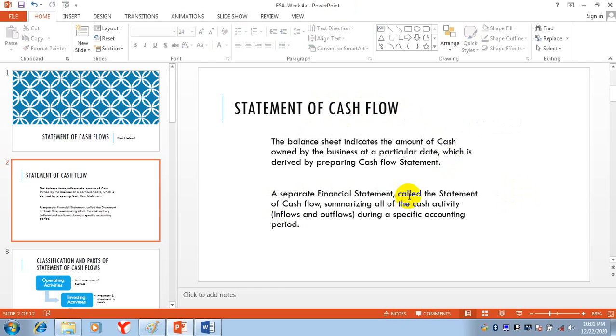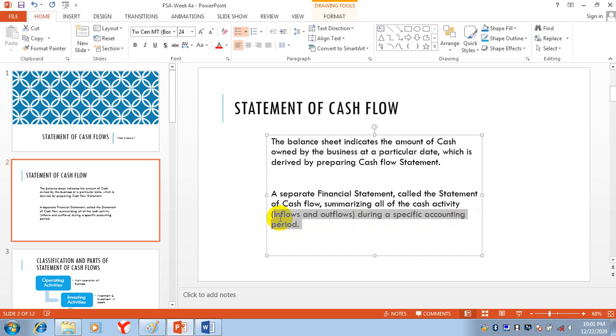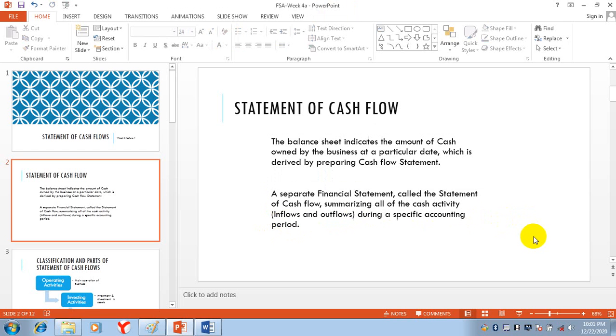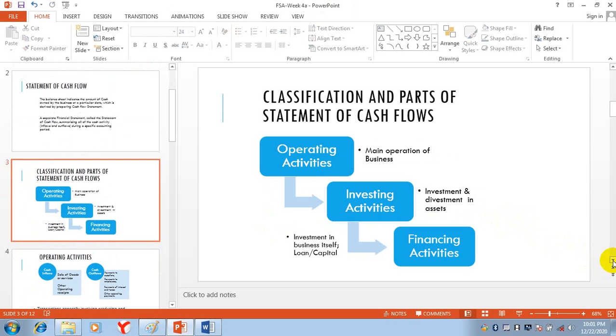A separate financial statement called the statement of cash flow summarizes all the cash activities, that is inflows and outflows, during a specific accounting period. So the statement of cash flow shows the inflows and outflows of cash during a specific time period.